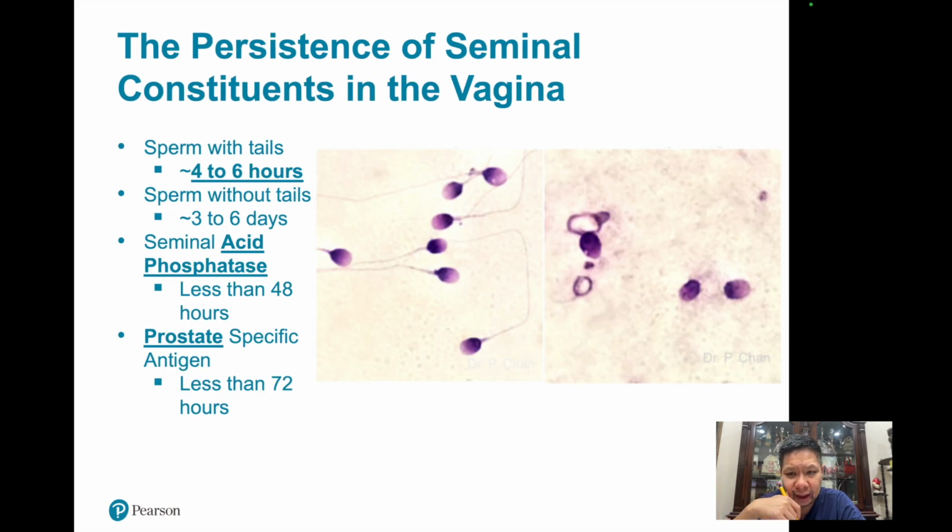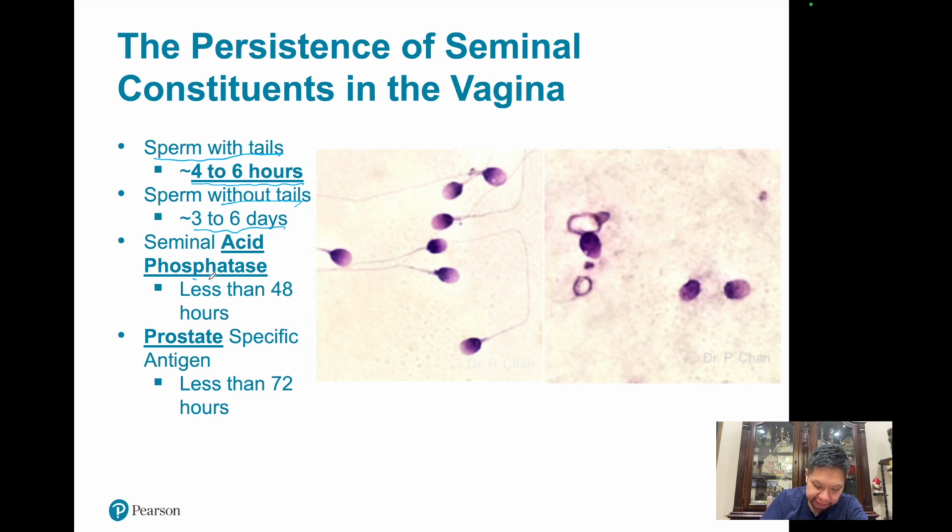And then, this is just a slide that gives you a timeline on how sperm survives in the vagina, right? So if you see sperm with tails, that means the sperm has been in the vagina for about 4 to 6 hours. If you see sperm without any tails, then it's been there for 3 to 6 days, right?